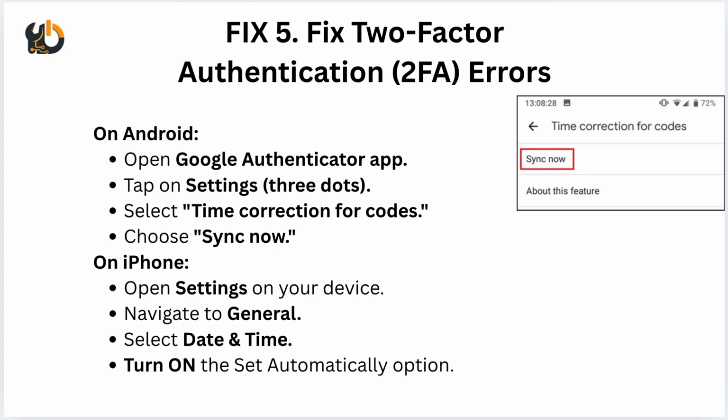Choose sync now. On iPhone, open settings on your device, then navigate to general, then select date and time. Turn on the set automatically option.